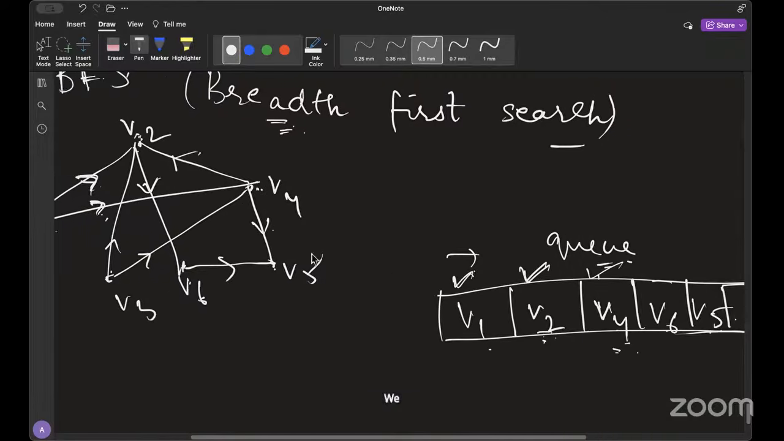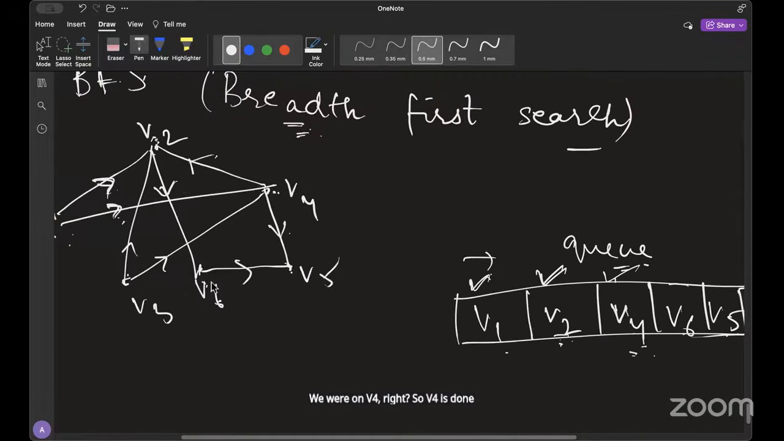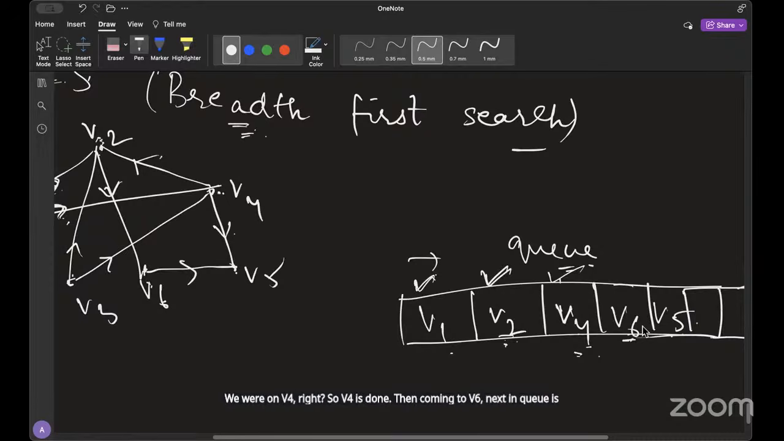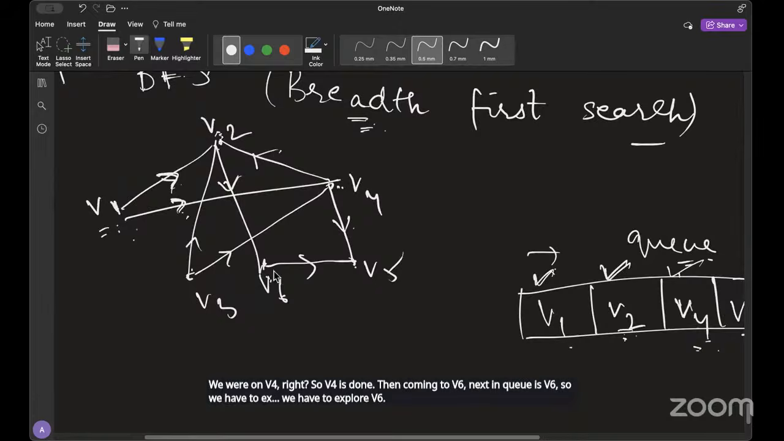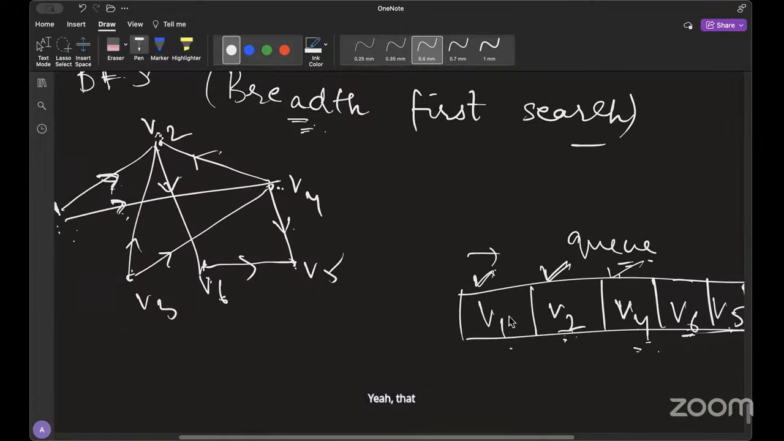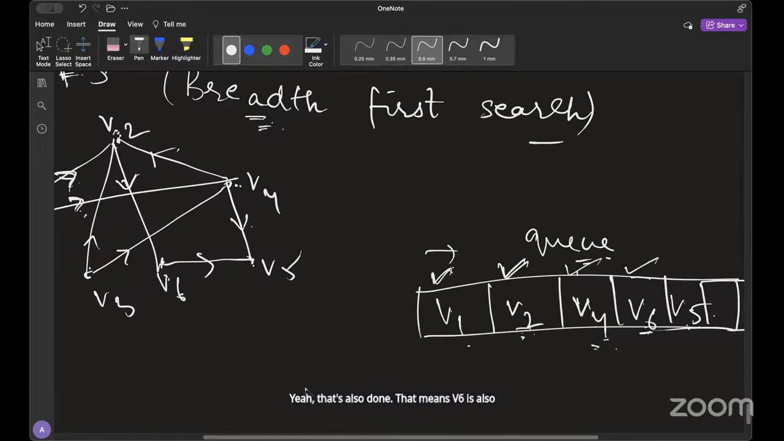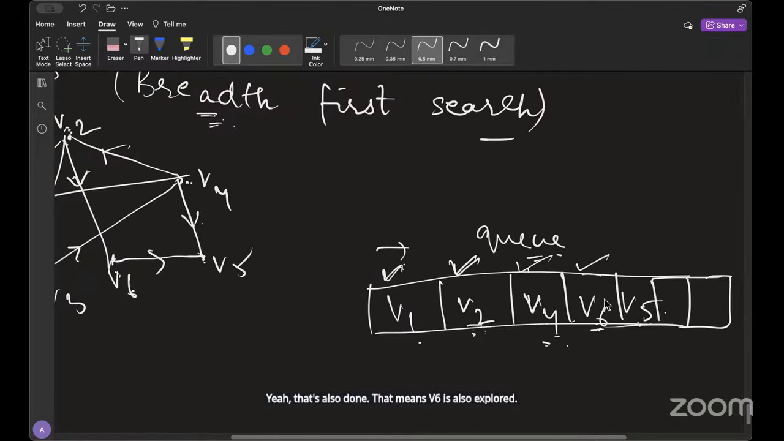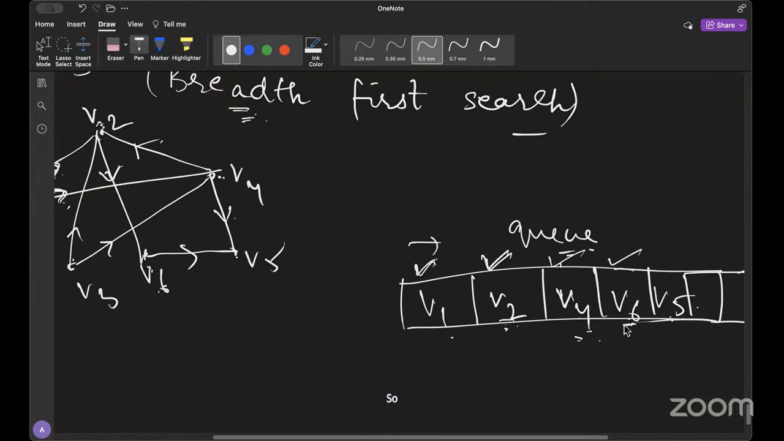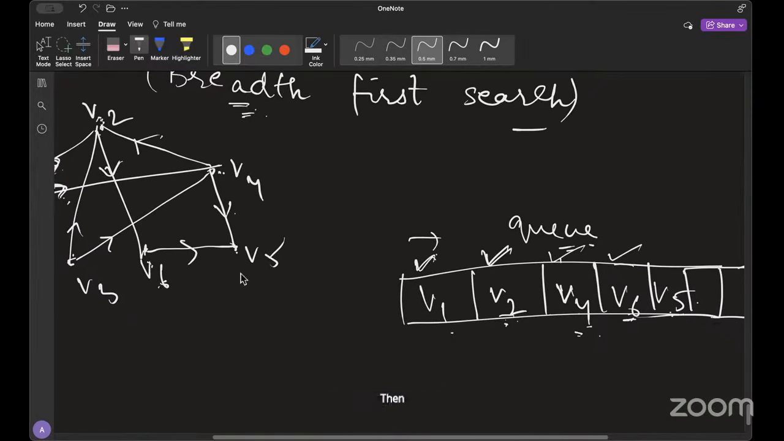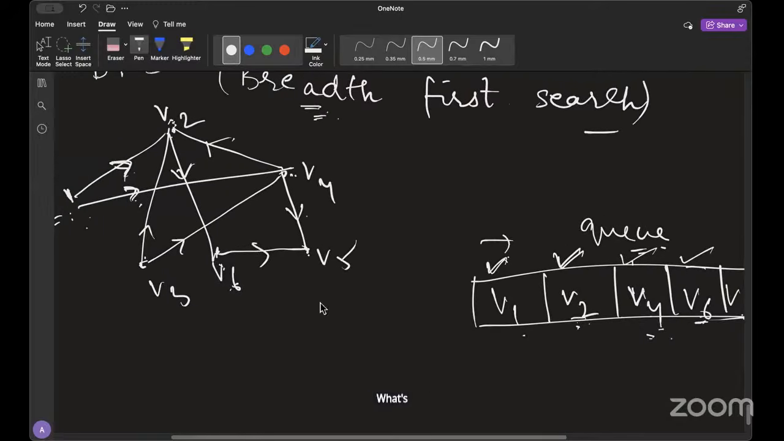We were on V4, right? So V4 is done. Coming to V6, next in queue is V6, so we have to explore V6. V5 is already completed, so that also means V6 is explored. We say a vertex is explored when every vertex that has a direct edge with it has been visited. So V6 is explored. Then what's left?